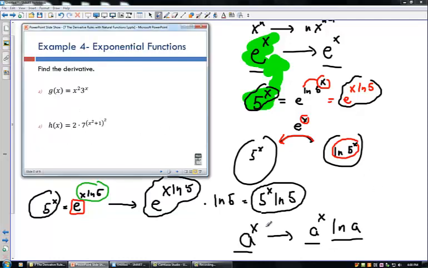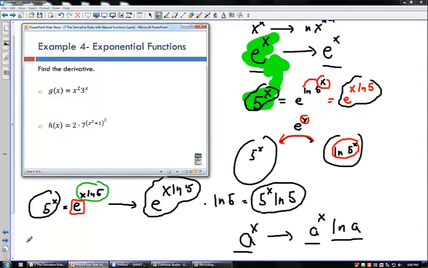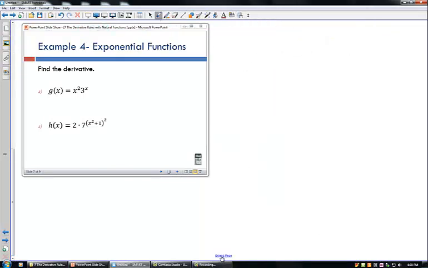All right, so let's take a look at these two examples right here. So in part A, what do we have? And this is example 4, working with exponential functions in general. So we have g of x is equal to x squared times 3 to the x. Before we can take this derivative, I need to write all the exponentials in terms of e's. And that's not too hard.